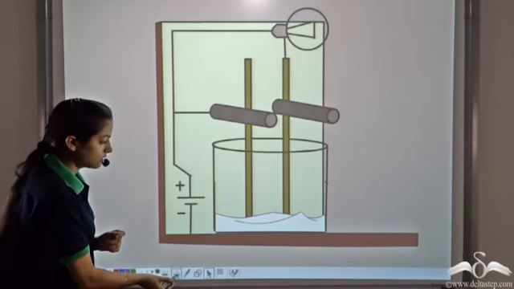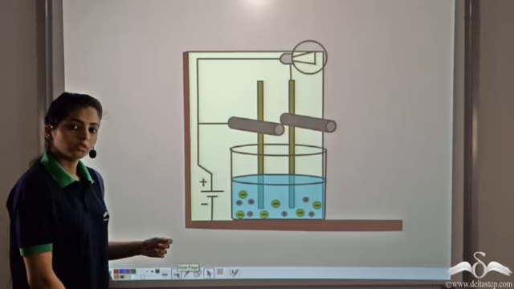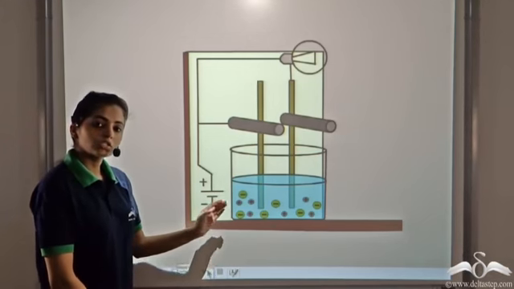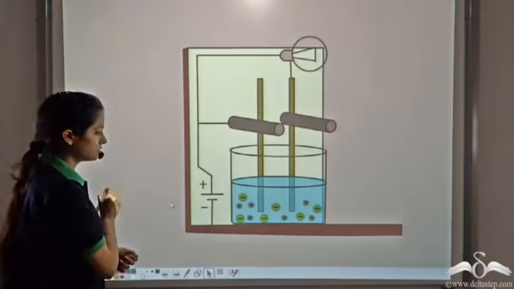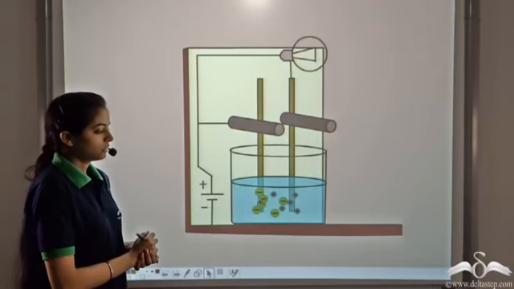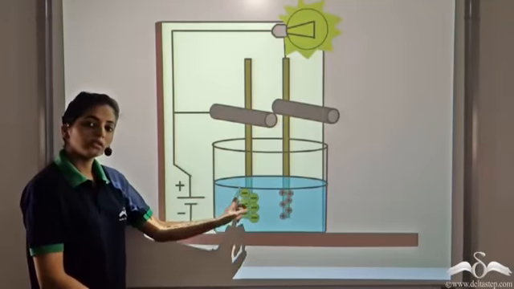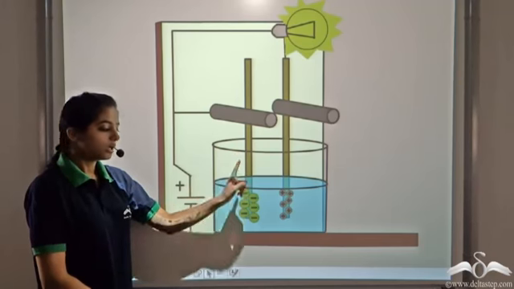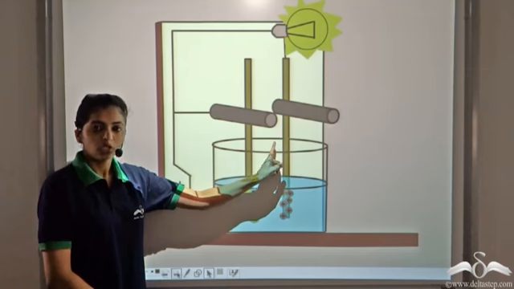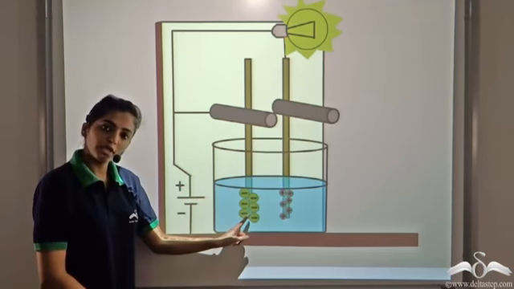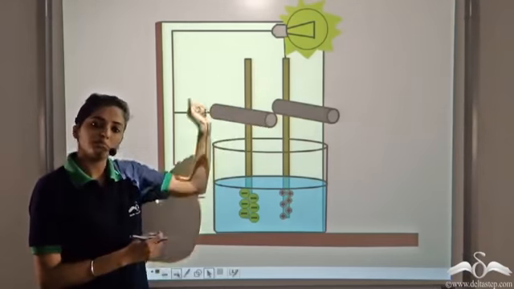But when we take salt solution, what happens? In salt solution, the sodium ions and the chloride ions are separated. So what happens? We see that the negatively charged ions migrate towards the positively charged metal rod, and the positively charged ions migrate towards the negatively charged metal rod. So when this happens, there is flow of charge. Since there is flow of charge, electricity flows, and we see that the bulb glows.